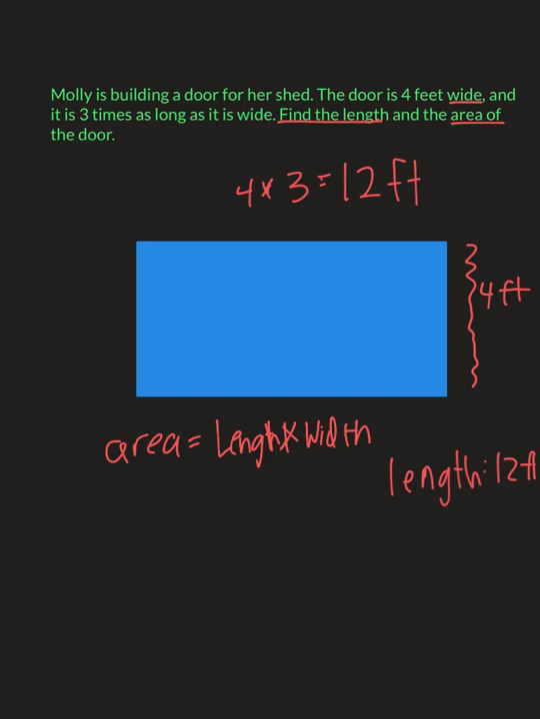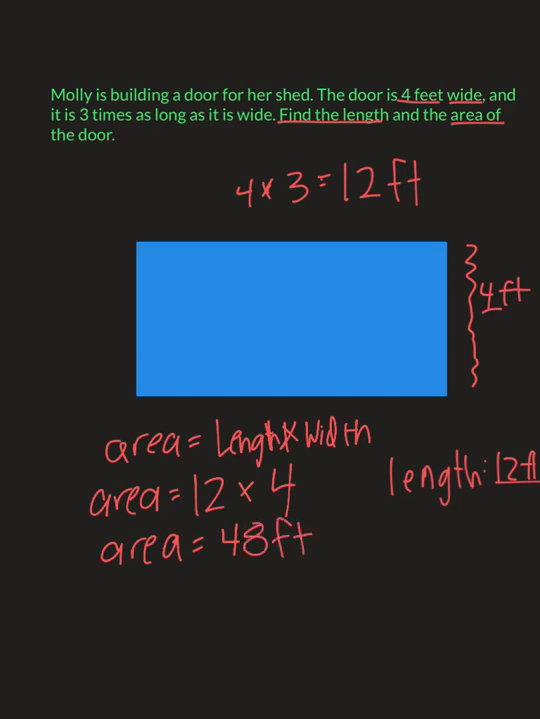So for this problem, our length is what we just found. That's 12 feet. And our width is what the problem already told us, which was 4 feet. So the area is going to be 12, which is our length, times 4, which was our width. And that's going to be a total of 48 feet.